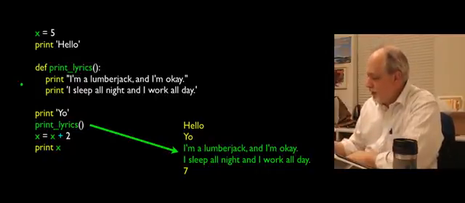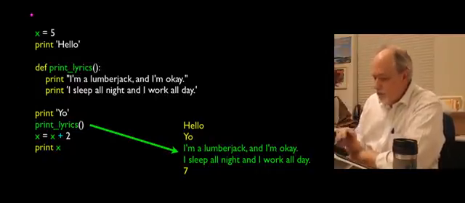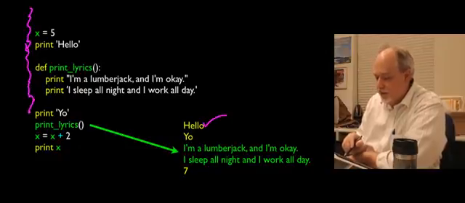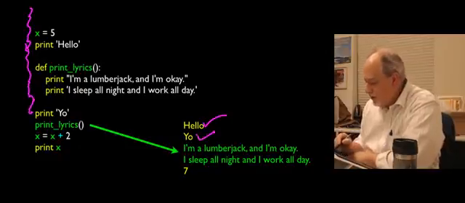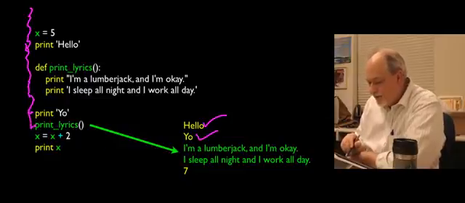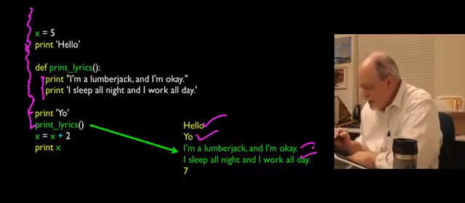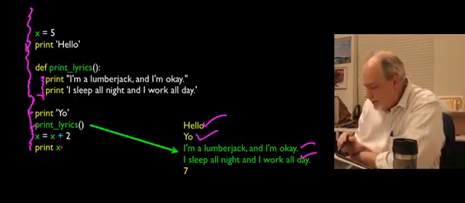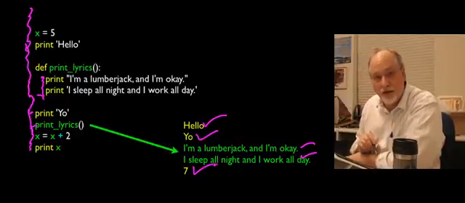But if you look at this one now, so here we go. X equals 5, print hello, out comes hello. Define, nothing happens here, nothing happens here, it's just remembering. Okay, then it says print yo. Then it calls the function print lyrics, which sort of stops us here, runs these 2 lines of code, so out comes that and that. Then it sort of finishes this and it comes back, x equals x plus 2, then it prints x, that must mean x is 7, and so out that comes.